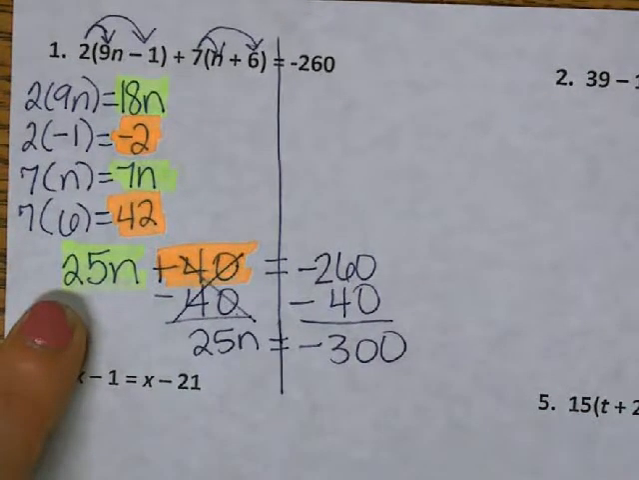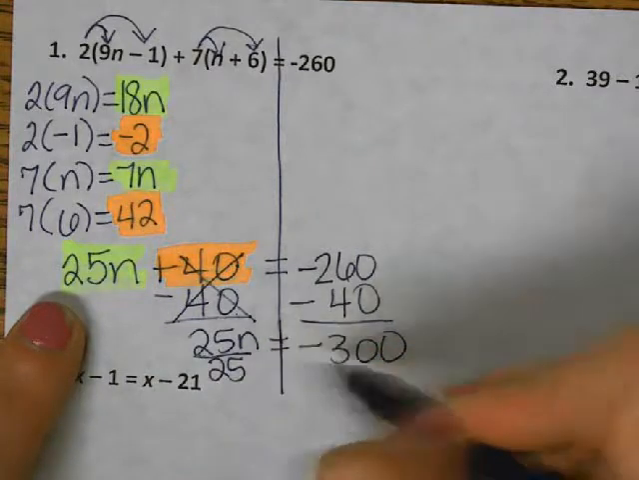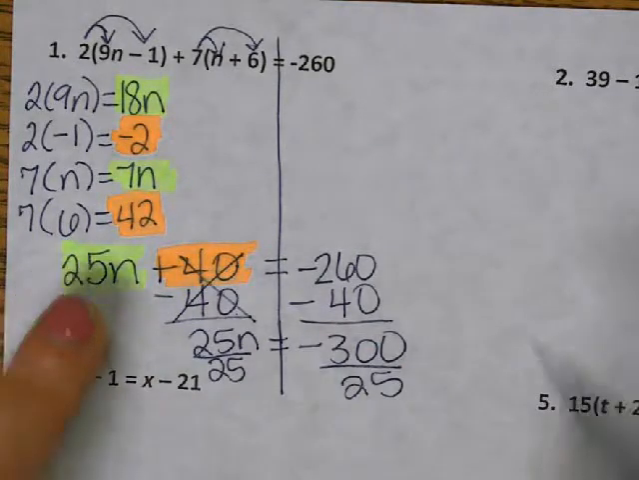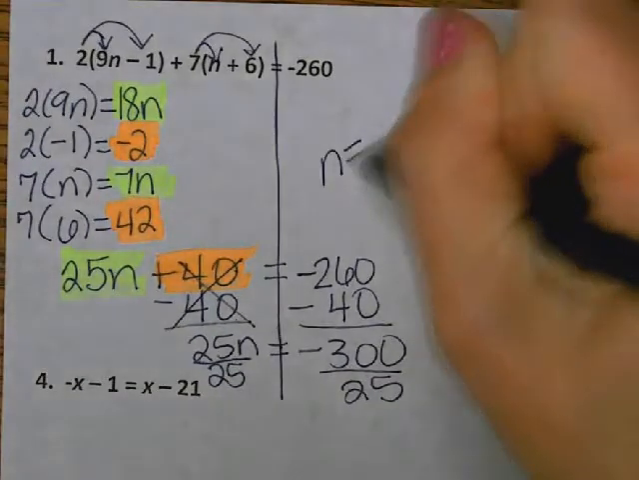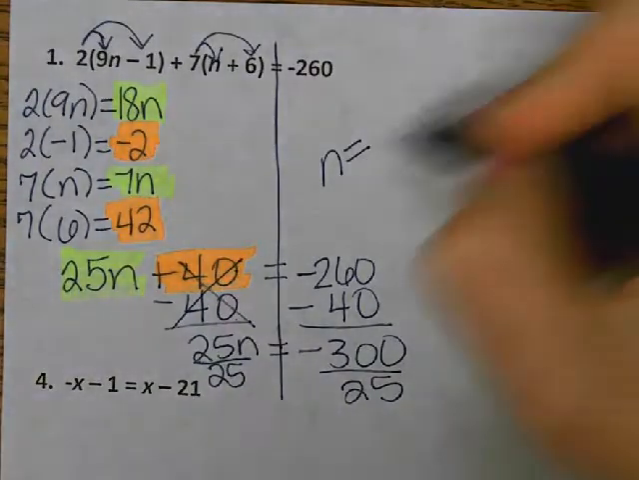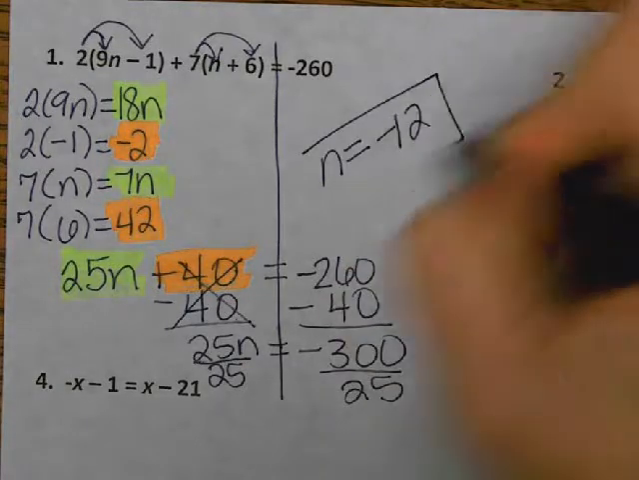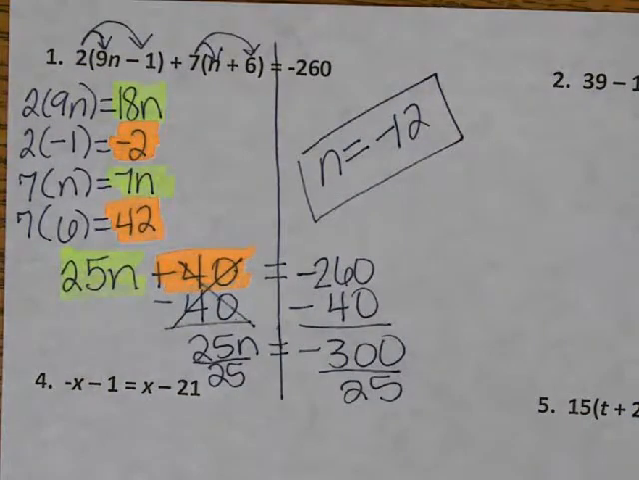Now what do you do? Divide by 25. -300 divided by 25. So what does n become? -12. Very good. -12.